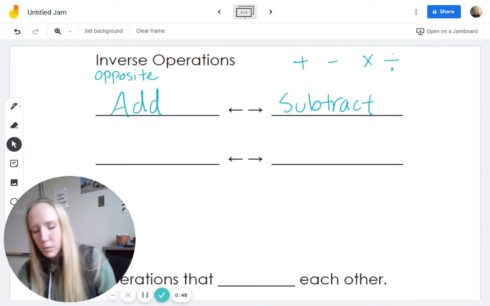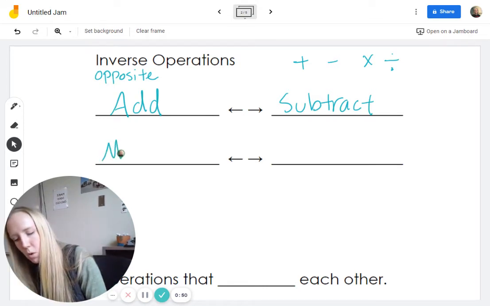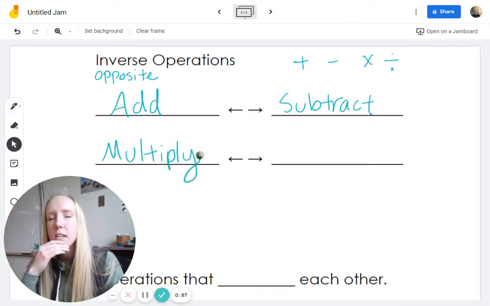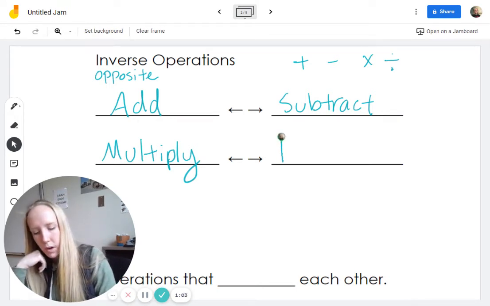Now let's go on to multiply. I want you to take a second and think about what is the opposite of multiply. What is the opposite of multiply? If you said divide, you are correct.